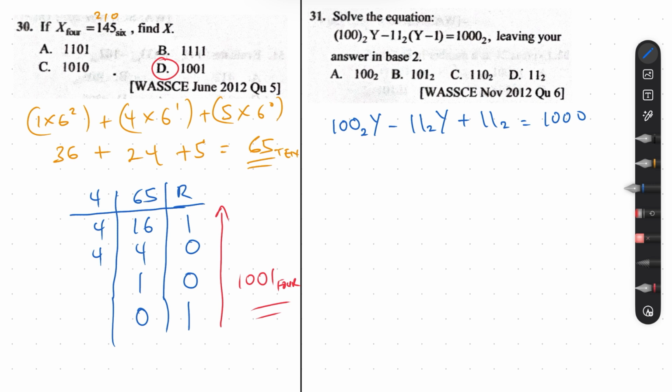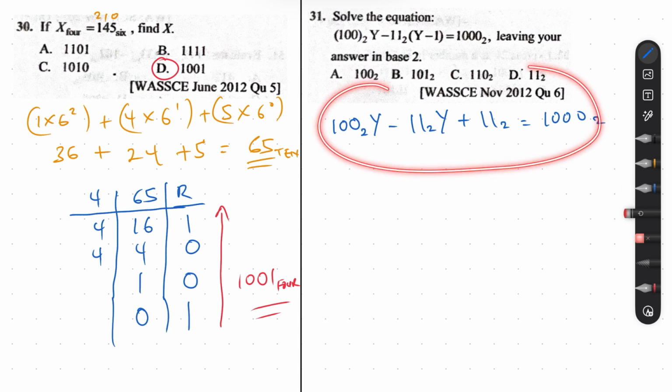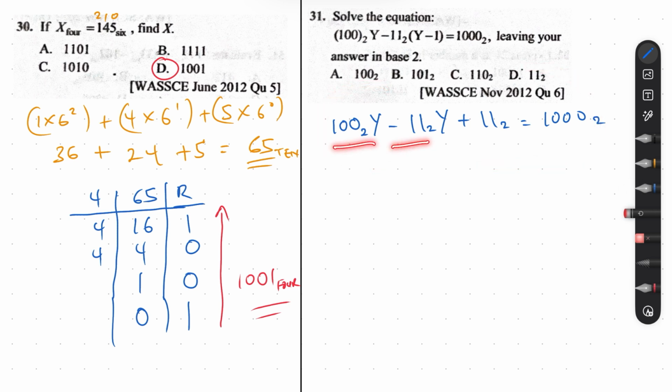Sorry, I keep saying 11. It's 1 base 2, and you have 1000 base 2. Now we can group like terms. We group the y terms and then the non-y terms, so this comes to this side. We have 100 base 2 y minus 1 base 2 y is equal to 1000 base 2 minus 1 base 2.